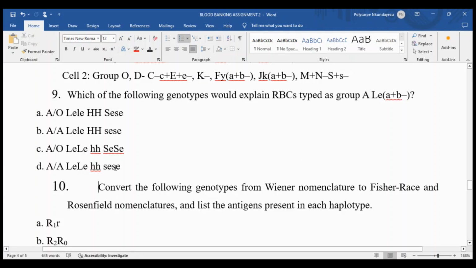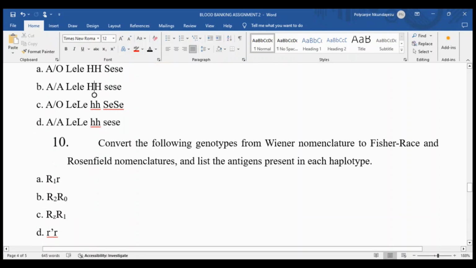So that's why we don't choose D, because even if D is also a non-secretor antigen, we choose B because it shows non-secretor and also the presence of capital H and the presence of A genotypes. Thank you so much. So our option is B.